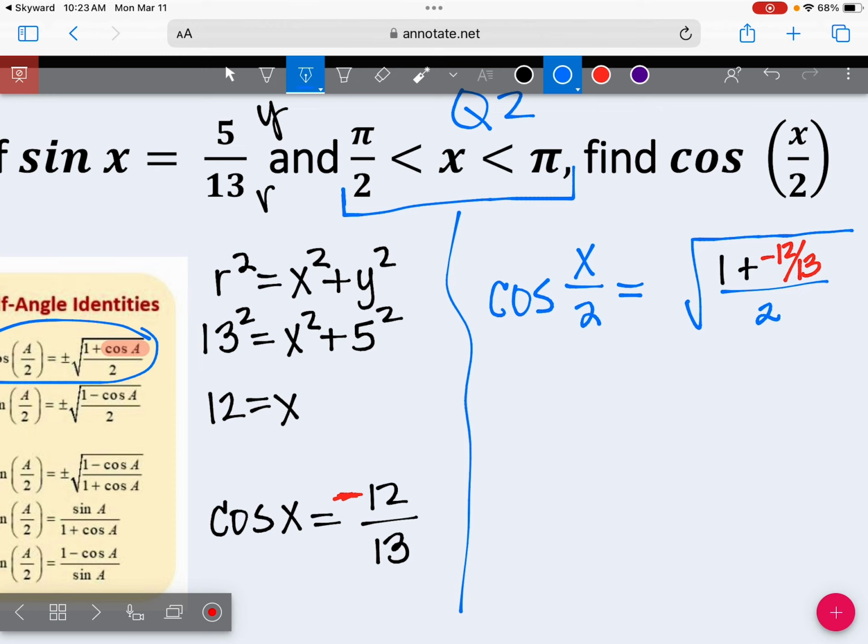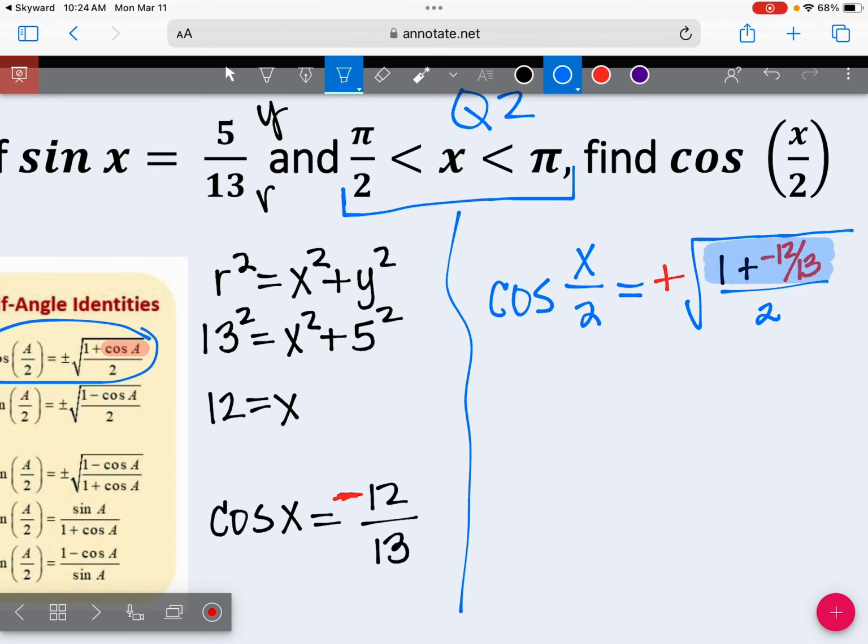Now, I know that this is positive because if x is in quadrant 2, every angle that I divide by 2 in quadrant 2 is going to put me back in quadrant 1. So I know that my plus or minus is actually going to be a positive. So now we're ready to simplify the numerator. I'm going to highlight this. I'm going to start with this one here.